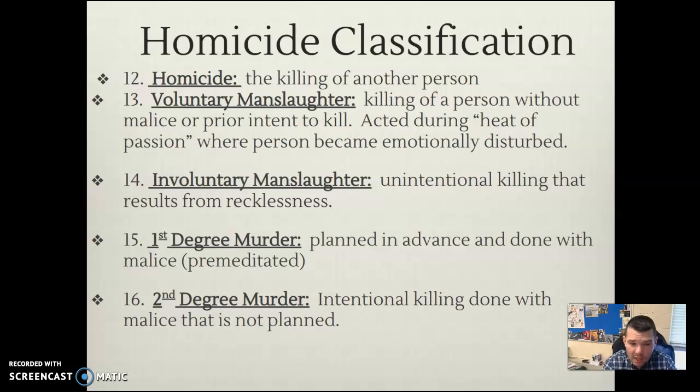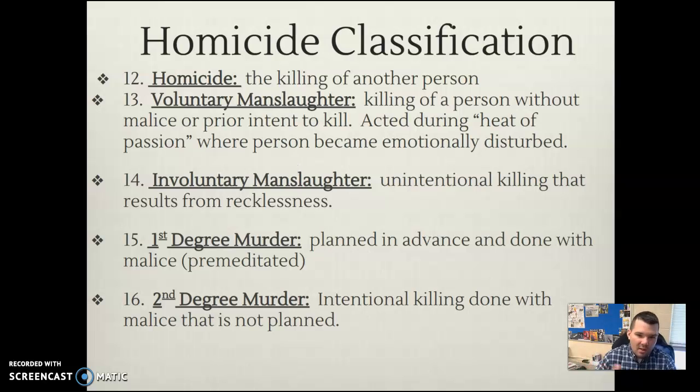Involuntary manslaughter. Now this is the unintentional killing that results from recklessness. So kind of going back to voluntary manslaughter really quick, because this is a good example. So let's say, for instance, I go home and I'm catching my wife cheating on me. Okay, I didn't go in the day wanting to kill anybody, but I saw the act happen. I'm emotionally disturbed. I'm upset. I'm ticked off. One thing leads to another, and I push my wife, and she hits her head, and she dies. Okay, that would be voluntary manslaughter.